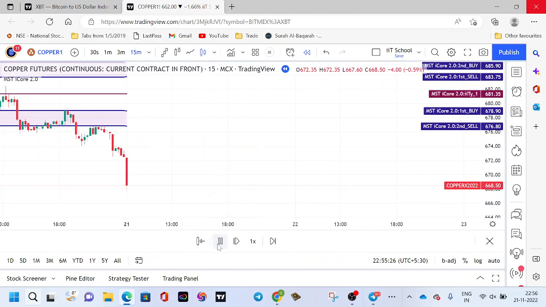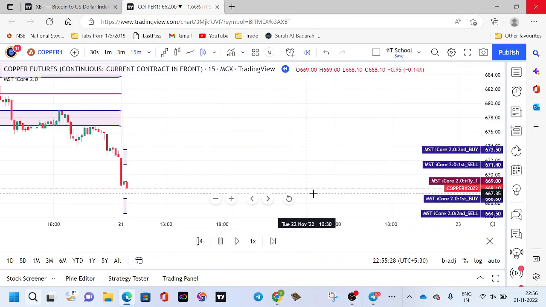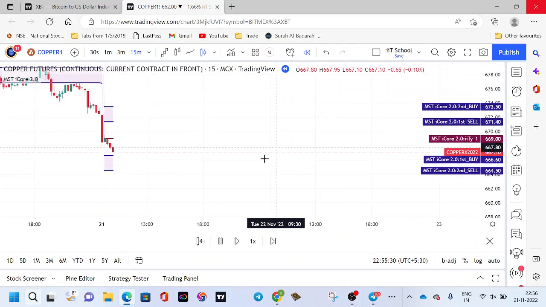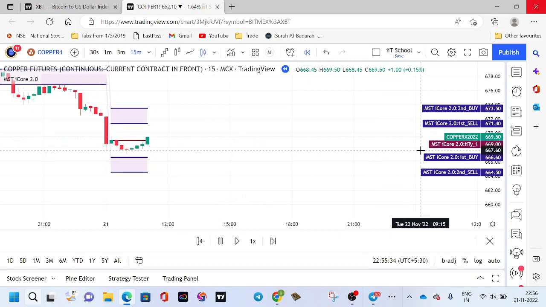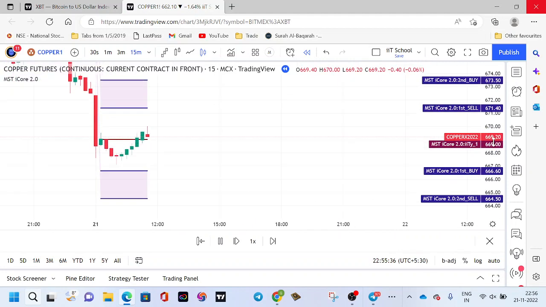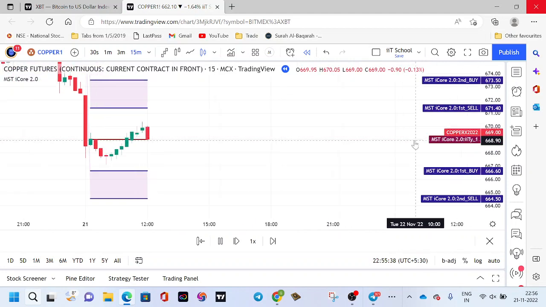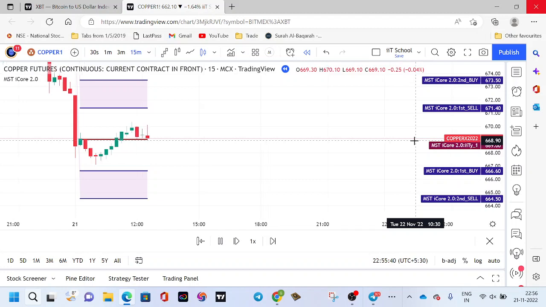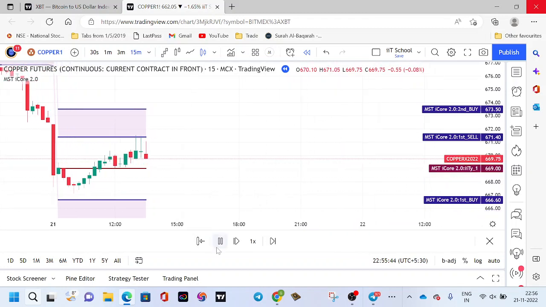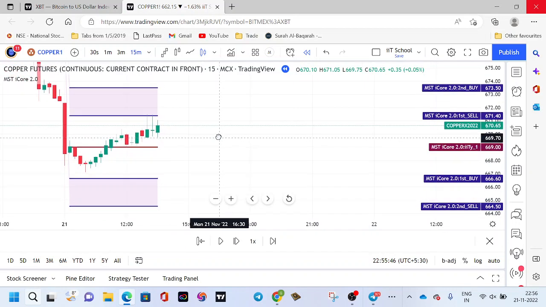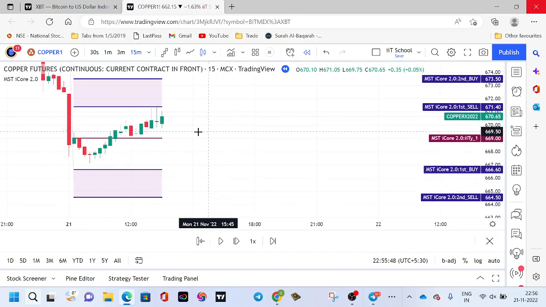So I will run the market. By market open, immediately our 4 levels got activated. By default I have kept tiny targets. In copper, per 1 point it is 2500, so it is better to keep tiny targets. Now sell got activated exactly. Our entry was 671.40 and the high made was 671.50.